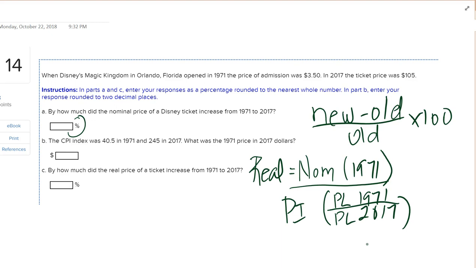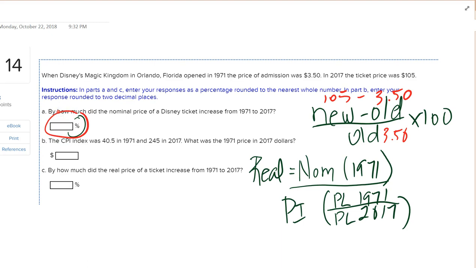So I'm going to walk through both of these just to try to be helpful, and then I'll show you how to calculate the real increase as well. So the first one, new minus old over old, I'm actually just going to help you with the setup. I'm not going to do it for you. But the new price in 2017 is 105, and so it's going to be 105 minus 350, that's the old price in 1971, divided by 350, and we'll multiply the result by 100. So for this, you shouldn't have too much trouble.